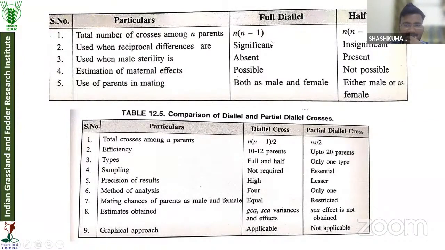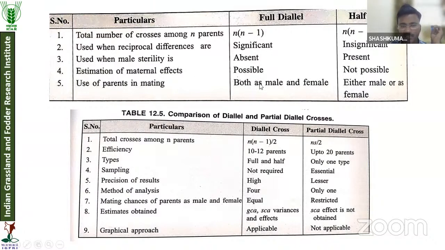This is used when the reciprocal differences are significant, that is, when the maternal effect or cytoplasmic effect also has an impact on the trait value, so then you go for full diallel. Even if the maternal effect or cytoplasmic effect is not significant, you can go for half diallel analysis. It is used when male sterility is absent, because you cannot go for reciprocal analysis when there is male sterility. So when male sterility is present, you go for half diallel analysis.